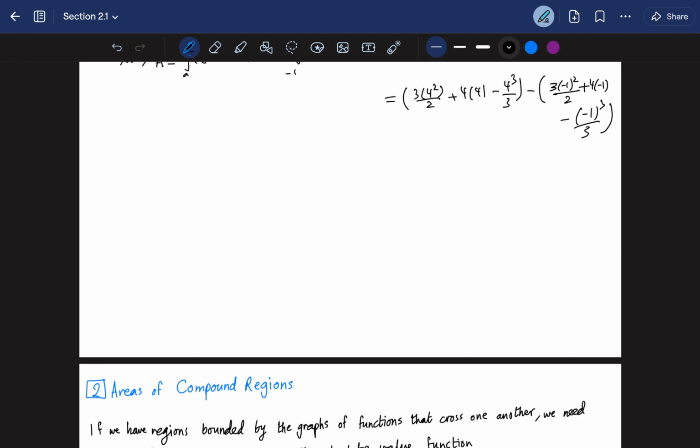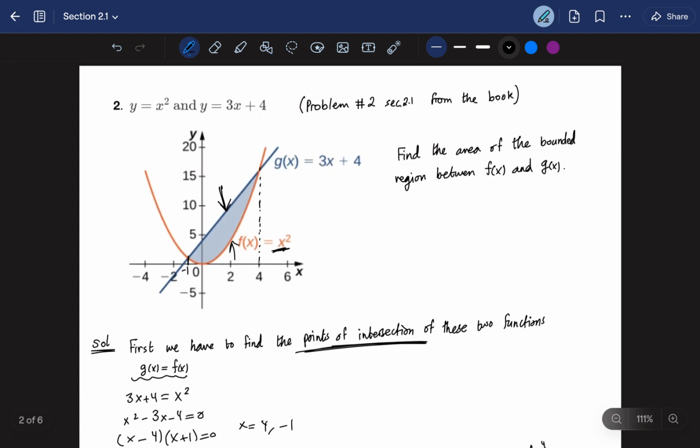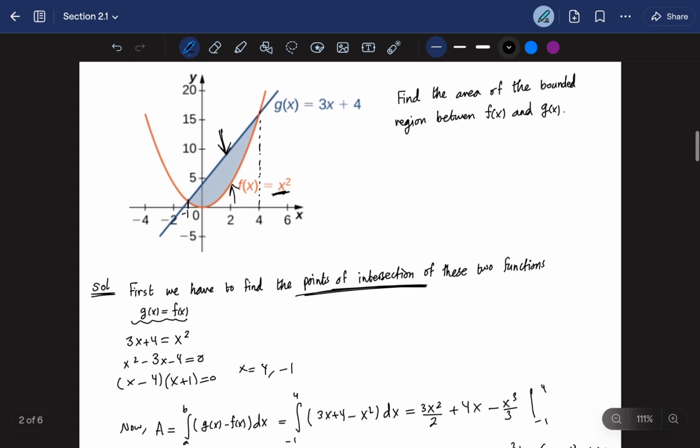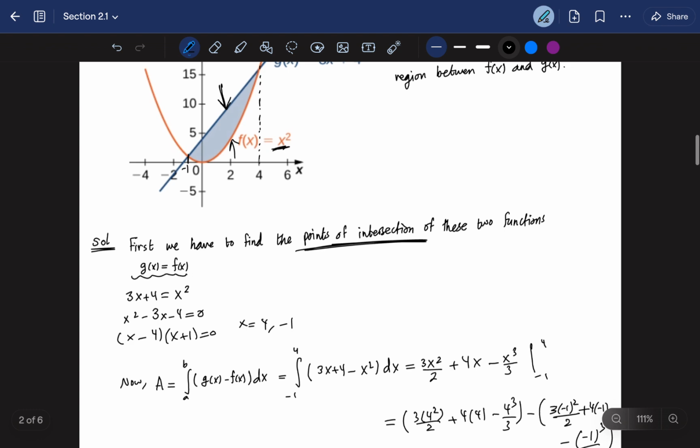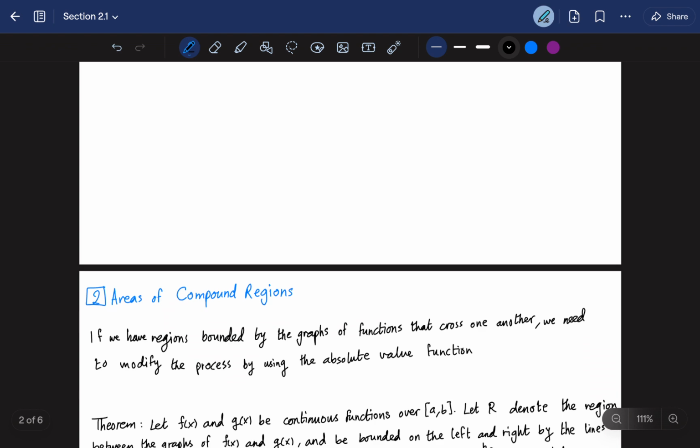Okay, so this is quite easy, right? Because whenever you have a graph so far, you can easily identify the upper and the lower graph because they only intersect at one region. So now what happens if my functions intersect and give me different regions? So here the area of compound regions comes.